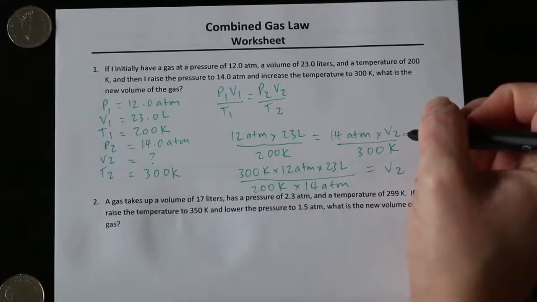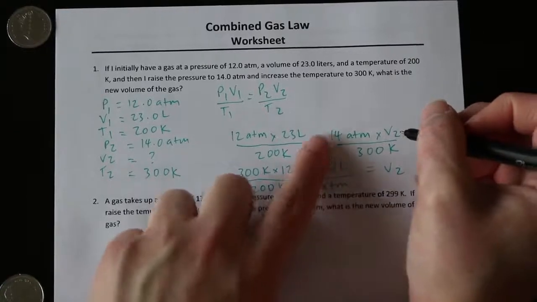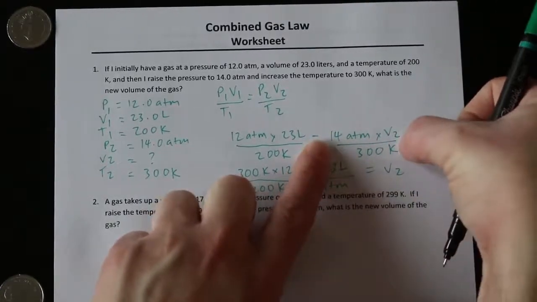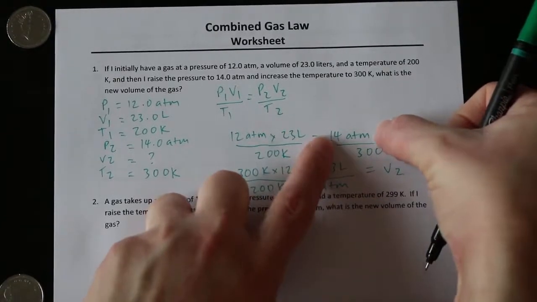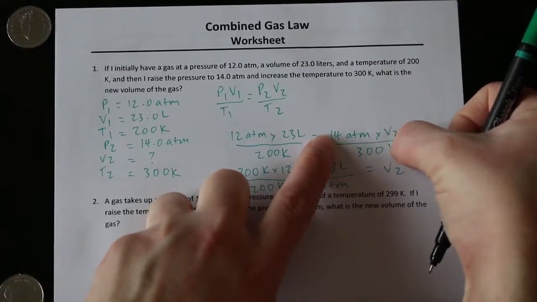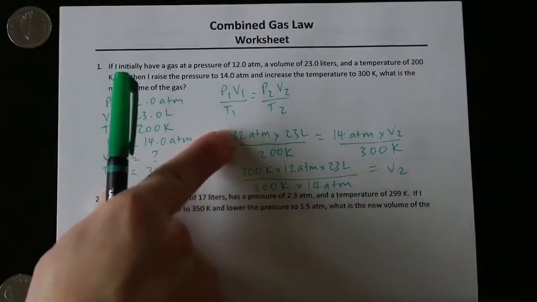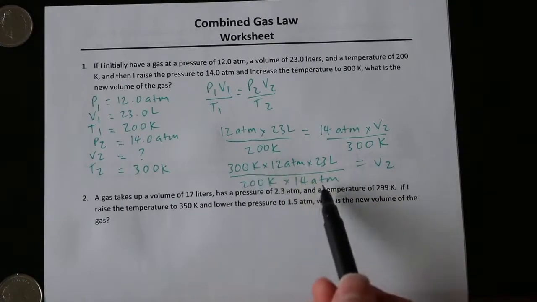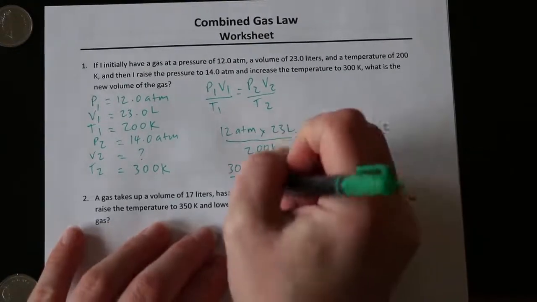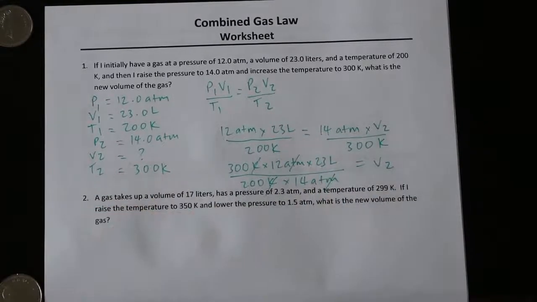Okay, so let's just go over that again. To get V2 by itself, we want to divide both sides of the equation by 14 over 300. So dividing this side of the equation by 14 over 300 would mean that we're pretty much going to multiply this side by 300 over 14. So that's why the 300 goes here and the 14 goes there. So our Kelvin units cancel and our atmosphere units cancel, leaving only liters.